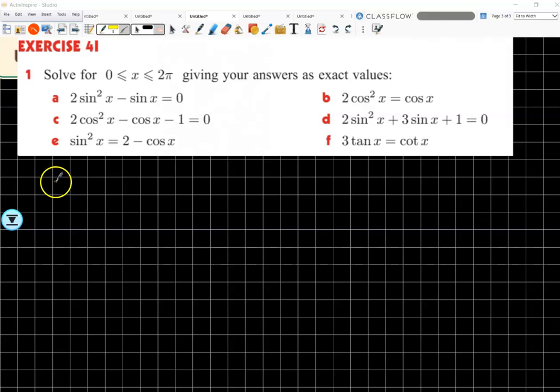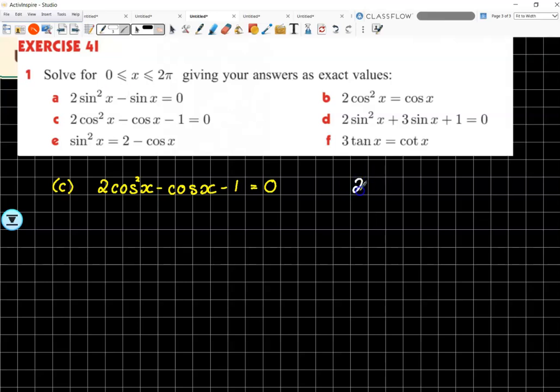All right, here we go. So we've got C, what is it? 2 cos squared x minus cos x minus 1. So it's just trying to be harder than it really needs to be. The tip that we gave you last lesson was to replace the cos x with x.